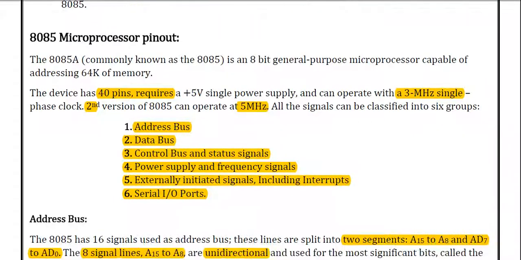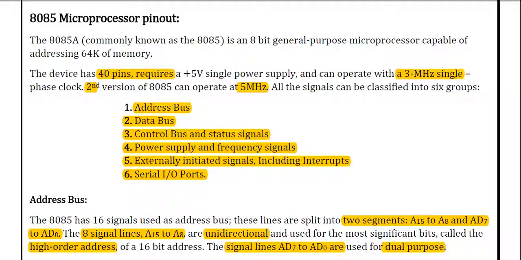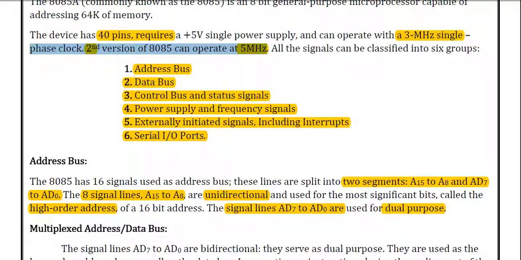8085 pin outputs. This device has 40 pins, requires a 5-volt power supply, and can be operated with a 3 MHz clock, and the second version of the 8085 can be operated with a 5 MHz clock. All the signals can be classified into 6 groups: address bus, data bus, control and status bus, then the power supply and frequency signals, externally initiated signals including interrupts, and lastly the serial input output ports.